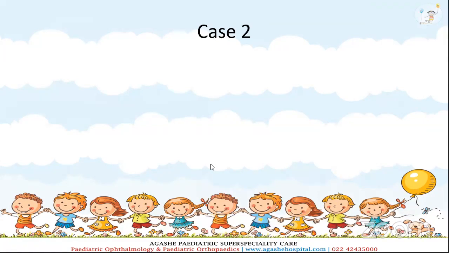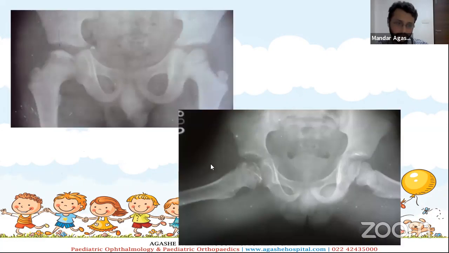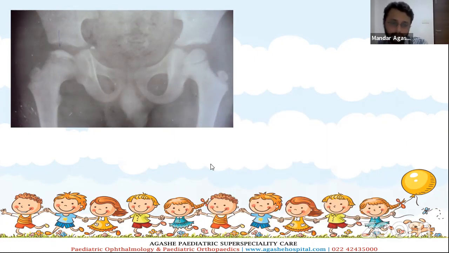Okay. Let's go to Mandar's second case. Yeah. So this is a 10-year-old boy, has had right hip pain for 4 months. Again, a similar case, mild antalgic gait, internal rotation terminally restricted, and has abduction. This is a very old X-ray. So Salil, what will you do? This is a 10-year-old boy, a big hefty chap. What will you do for him?